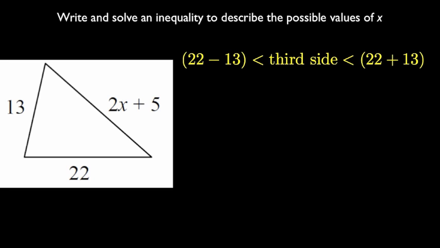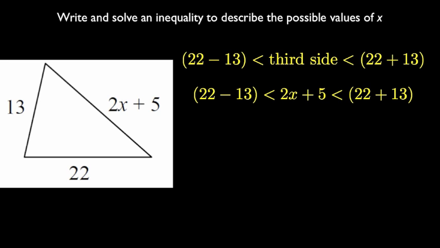How about this next one? Write and solve an inequality to describe the possible values of x. Well, here we've got that third side, and we know from the triangle inequality that the third side must be greater than the difference and less than the sum of the other two sides. So that third side, of course, is 2x plus 5. And so we have this inequality. 2x plus 5 must be greater than 9 and less than 35.